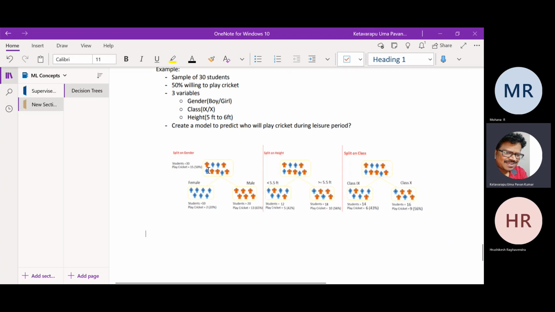Here, the features or variables are gender, as we have already seen, boys and girls, class, ninth or 10th, and the height of those members. So these three are the variables. Our interest here is to create a model to predict who will play cricket during the leisure period, because the physical director of that school has to decide, to get the right people so as to form the groups. That is the small scenario we are taking.